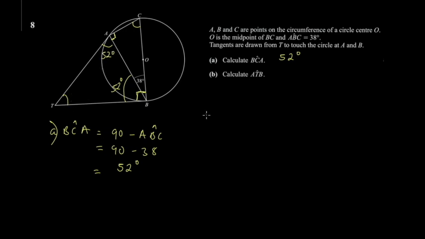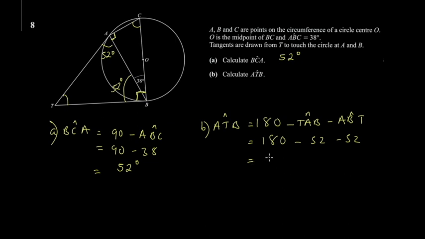Okay, so ATB is equal to 180 minus TAB minus ABT. So it'd be 180 minus 52 minus 52 here, so it'd be 180 minus 104 here. So 180 minus 100, you get 80, 80 minus 4, then you get 76. So this one must be 76 degrees, okay?